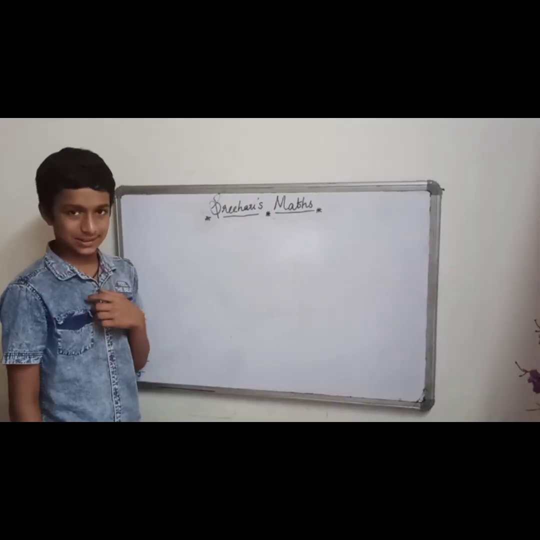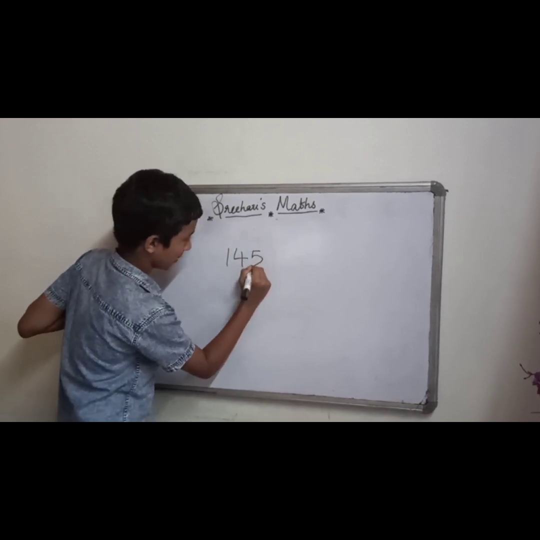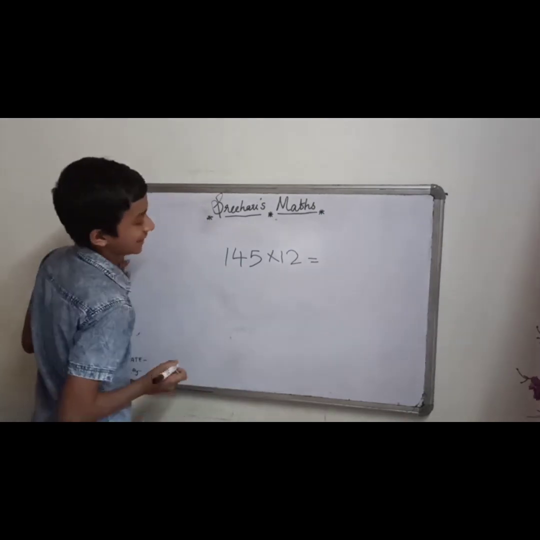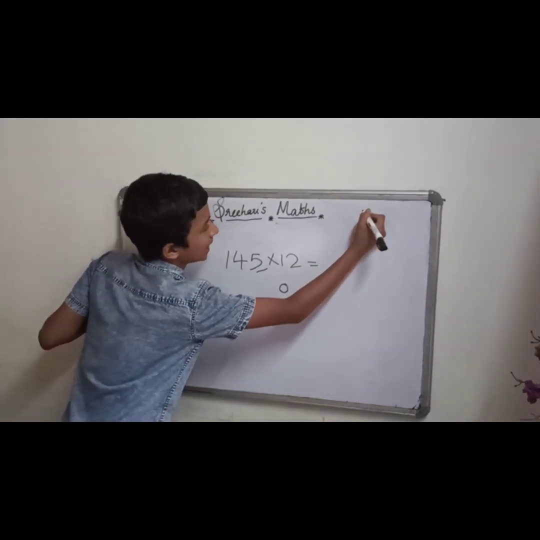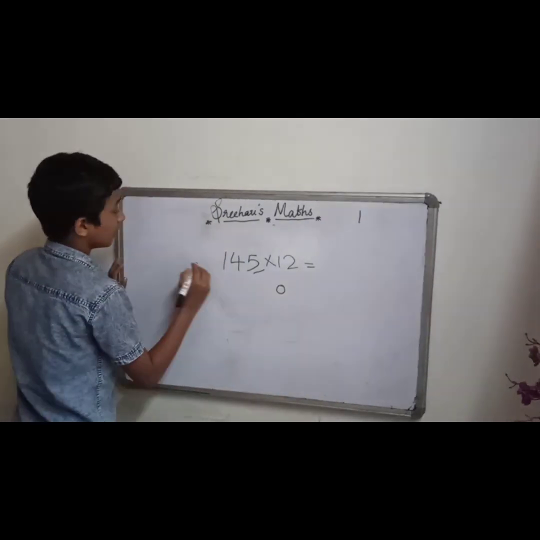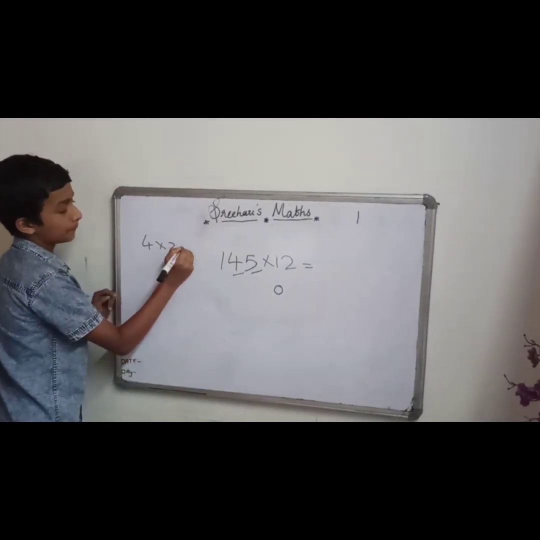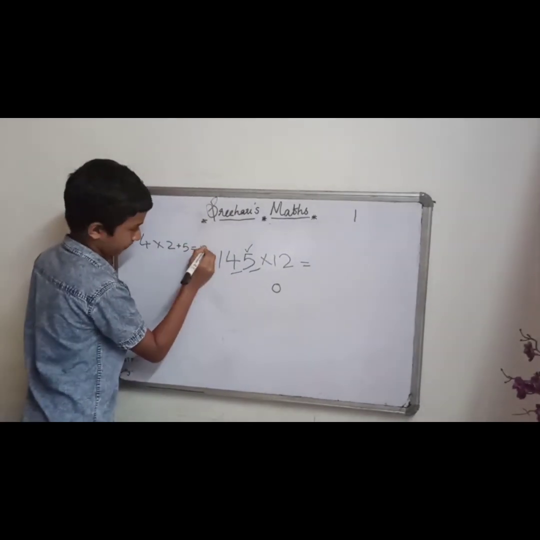Now let us do a 3 digit number. 145 into 12. Now we will double this 5. It will be 10. We will write 0 here and 1 as remainder. Now we will double this 4. 4 into 2 plus this 5 is equal to 13.